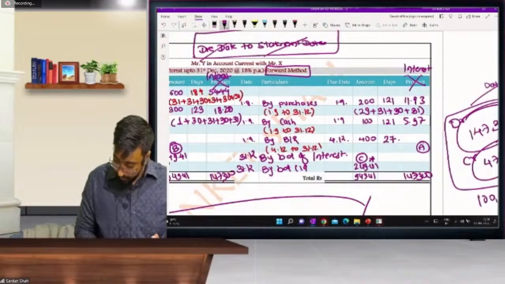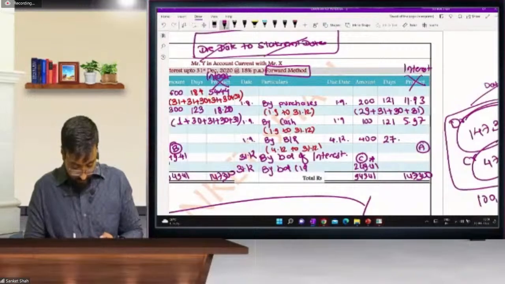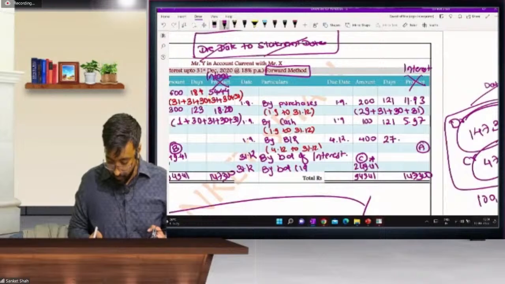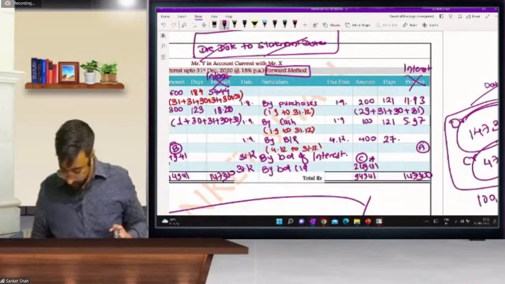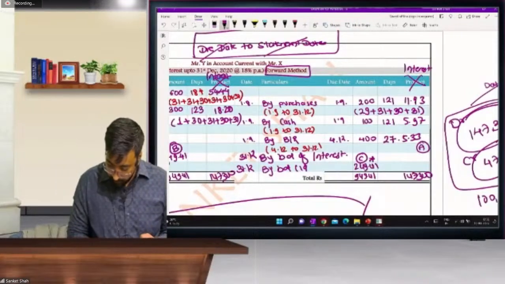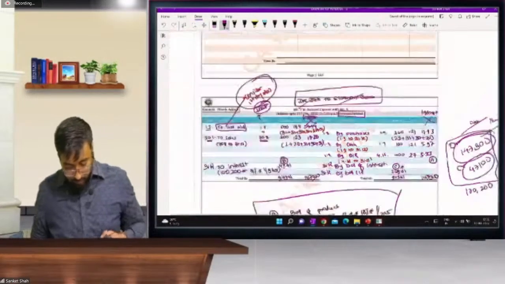And last one, 400 into 18% into 7 divided by 365. 5.33. 5.326. So 5.33. Correct? Chalo, now take a balance. 54.44 to 49.41.